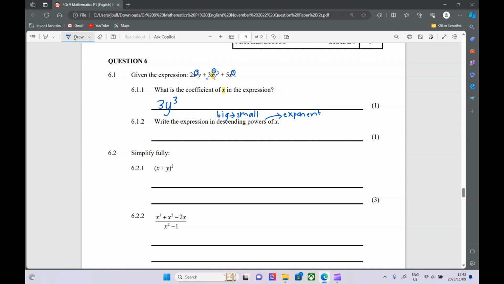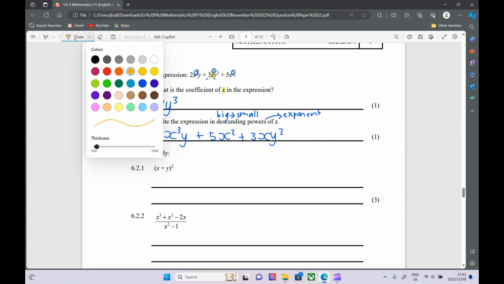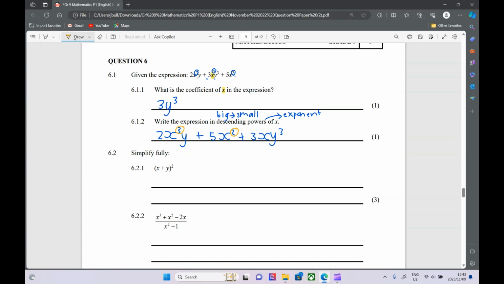The biggest one we said is 2x^3. Be careful, we're looking at the exponent on the x only, so don't look at the exponent on the y. That doesn't matter in this case because it's just powers of x. So 2x^3y. Then next up we have x squared, so 5x^2. And then lastly we have 3xy^3. So we just write it from biggest to smallest exponent of x. First we've got a 3, then a 2, and then a 1. If there's nothing next to the x, that's just a 1.